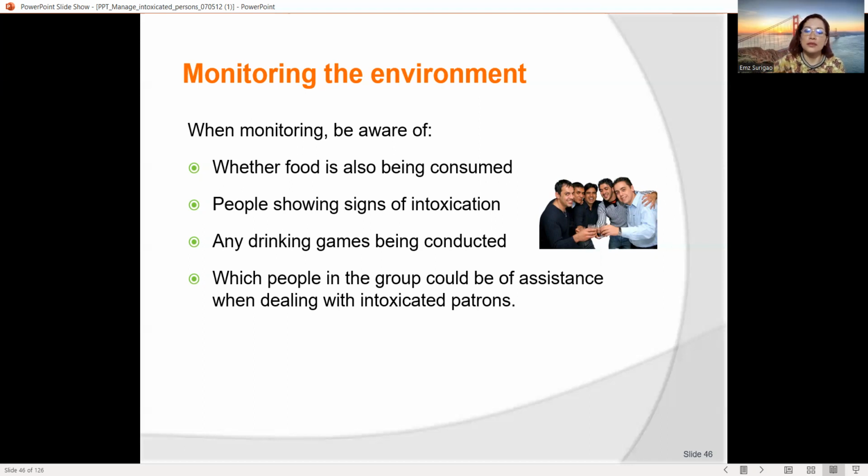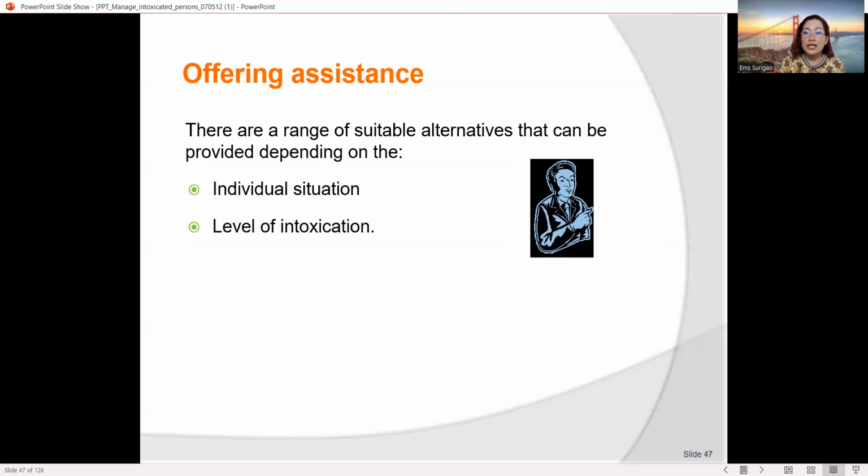Okay, so next, offering assistance. There is a range of suitable alternatives that can be provided depending on the individual situation and the level of intoxication. For example, if the guest is intoxicated in the hotel premises, they will go to their rooms, right? So you need to consider those individual situations. Yes, you are selling more drinks, but for the one who is consuming them, we need to care for them.